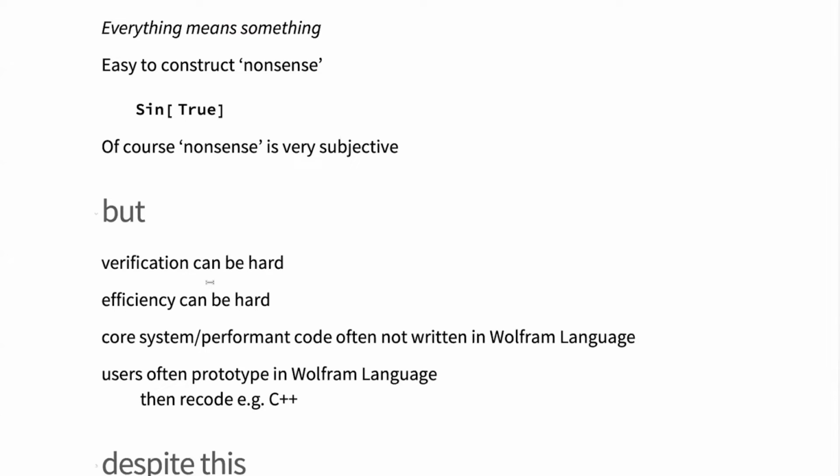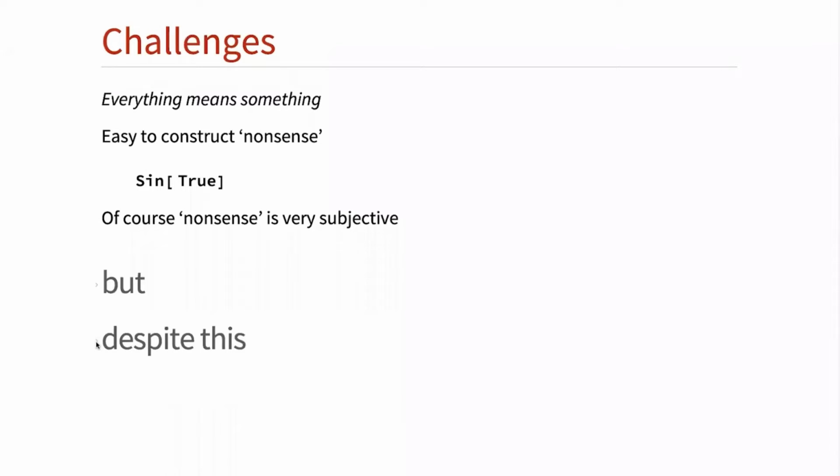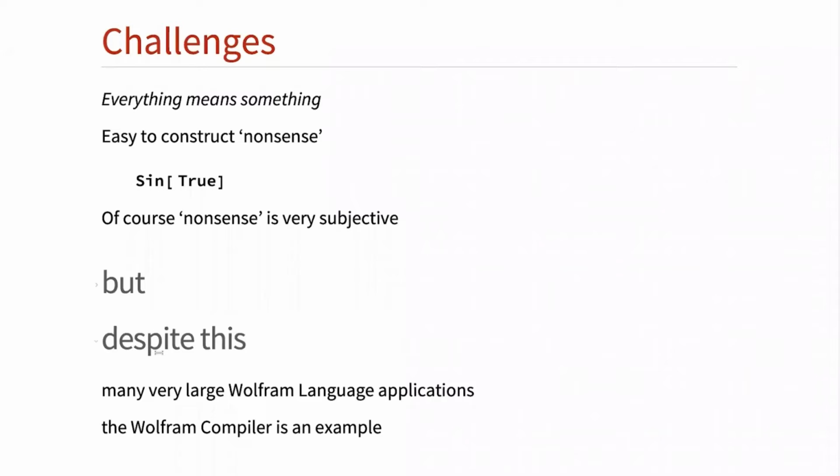Another consequence is that it can be hard to verify things, and it can be hard to make efficient code. As a consequence, traditionally, people have not written a lot of the core system, or the code where they want performance, in the Wolfram Language. It might be prototyped in the Wolfram Language and then put into internal code, or there are technologies like LibraryLink and WSTP that you use with other languages. But despite that, there are many very large Wolfram Language applications which can be written to be fast, and the Wolfram Compiler is an example of such a thing.